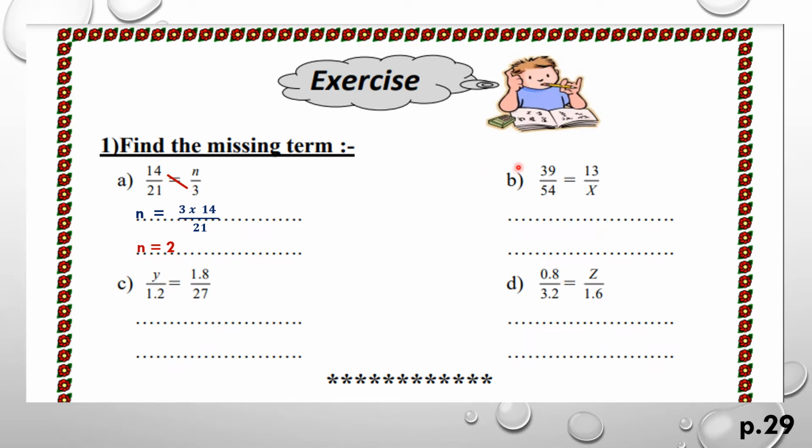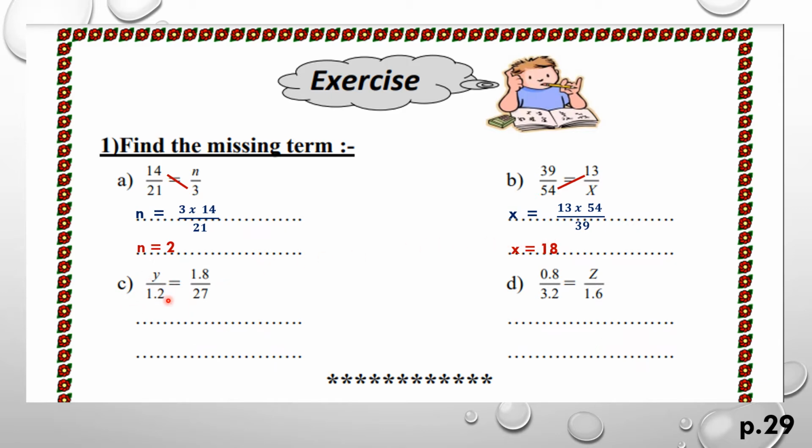Letter B, 39 over 54 equals 13 over x. We need to find the value of x, searching for a completed cross first. Where is the completed cross? 54 and 13. Now, x equals 13 times 54 over 39. On your calculator, the result will be 18. And dears, you can write 13 times 54 over 39 or 54 times 13 over 39. They are the same.